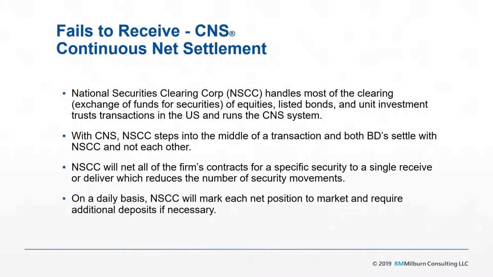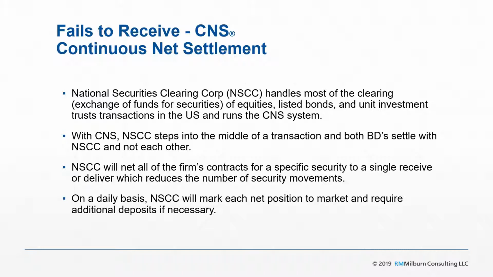So what's a fails to receive CNS? CNS stands for continuous net settlement. There is a clearing corporation in the United States called the National Securities Clearing Corp, and they're going to handle most of the equities, the listed bonds, the UITs that settle within the United States. Now, what happens with CNS is that NSCC will step into the middle of a transaction, and both BDs will settle with NSCC and not with each other.